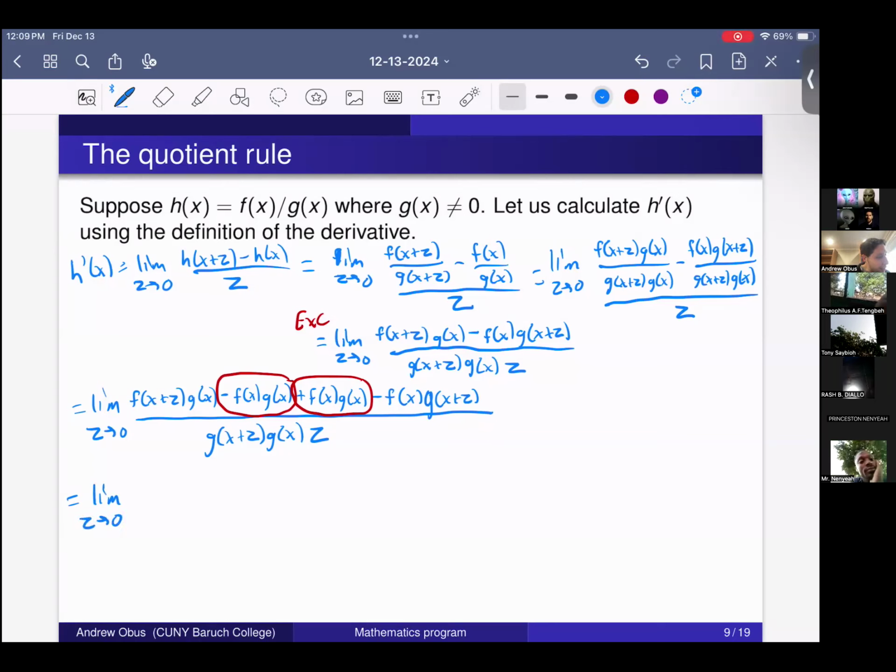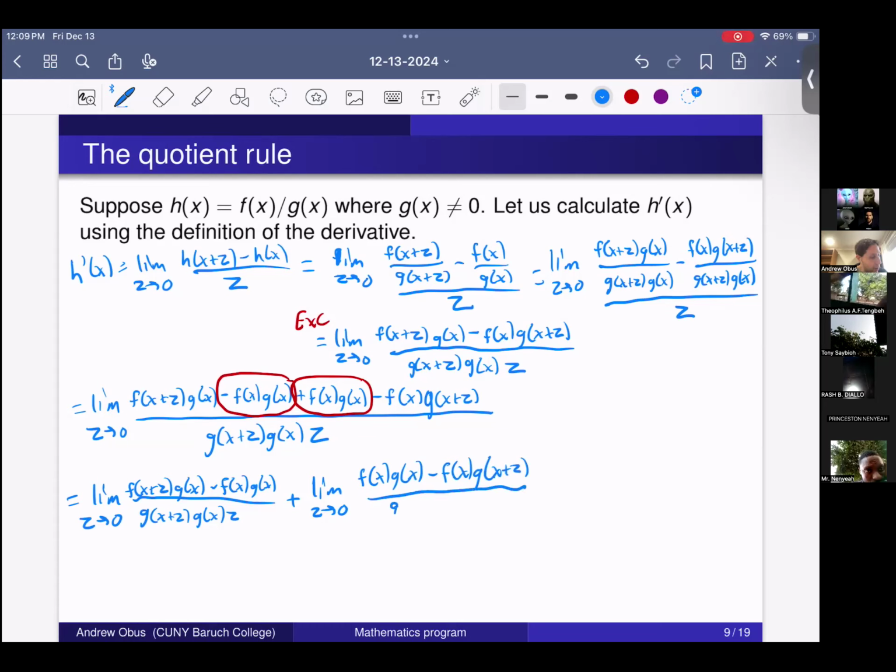So this is going to be the limit as z approaches 0 of f of x plus z, g of x, minus f of x, g of x, divided by g of x plus z, g of x, z. And then we subtract the limit, or maybe I'll say we add the limit as z approaches 0 of f of x, g of x, minus f of x, g of x plus z, divided by g of x plus z, g of x, z. Okay, all I did here was split it up into two pieces. One piece for these two terms and one piece for these two terms.